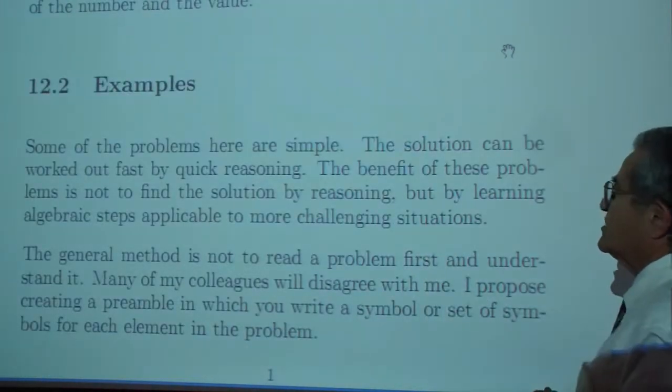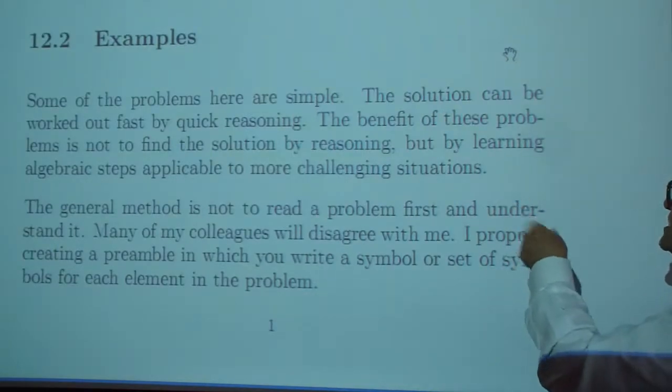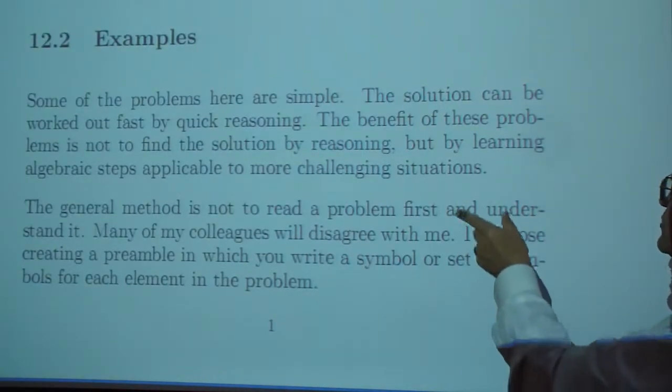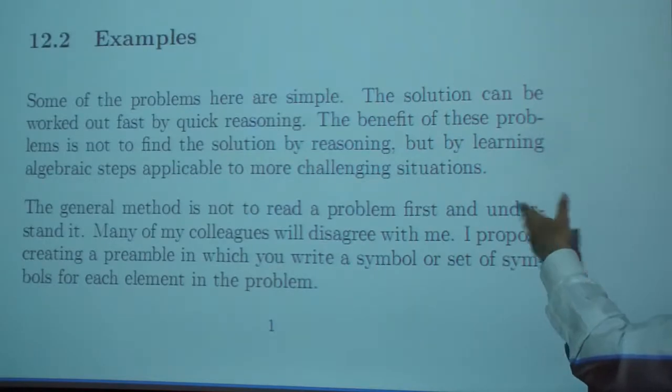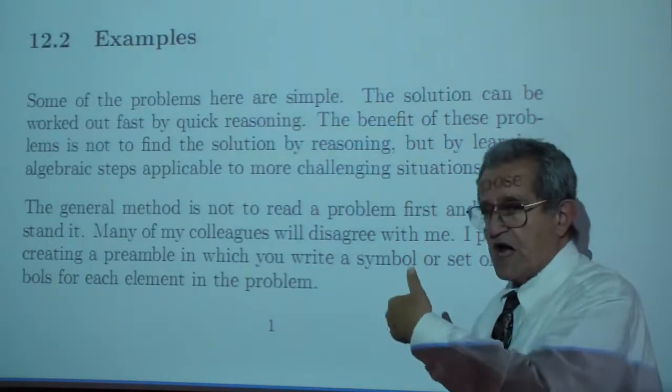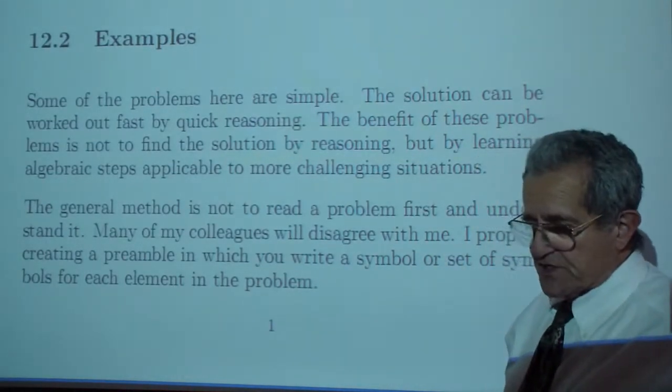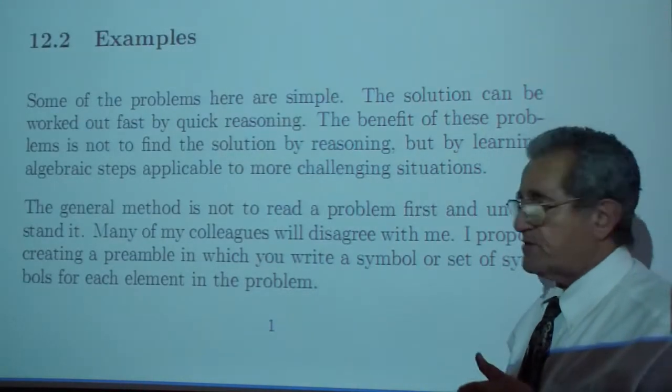Now, this we went over before. Some problems are simple. The solution can be worked out fast by reasoning. The benefit of this problem here is not to get answers, but to develop techniques for solving problems.